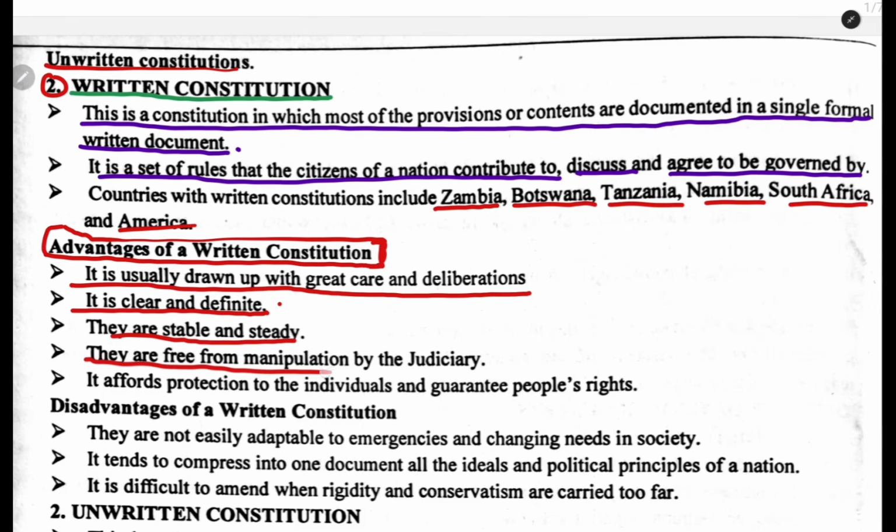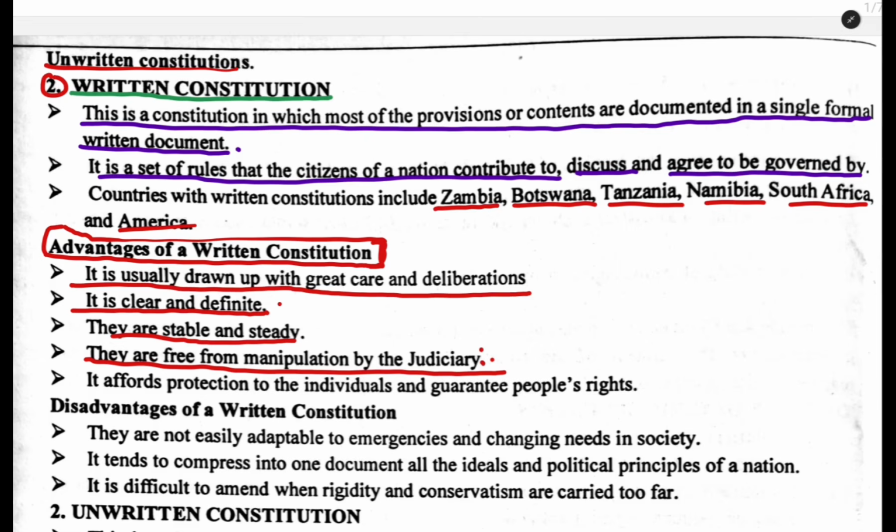They are free from manipulation by the judiciary. They are written. So whatever is written in the constitution, that is what it says. The judiciary, we are looking at the court system, maybe in delivering judgment or something. In short, justice is given fairly because everything is written. Okay? So the ruling that is given should be in line with what the constitution says. That is what it means.